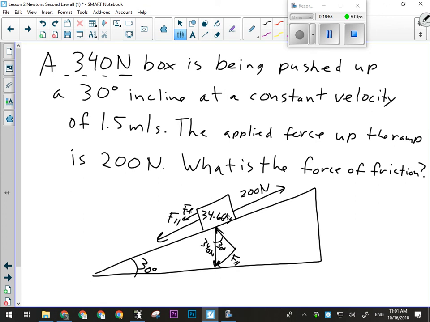It's in a triangle. I have to use trig. Okay, I know the hypotenuse of that triangle is 340. I know the angle in that triangle is 30. Can I find the opposite side? Okay, that's F parallel, right?